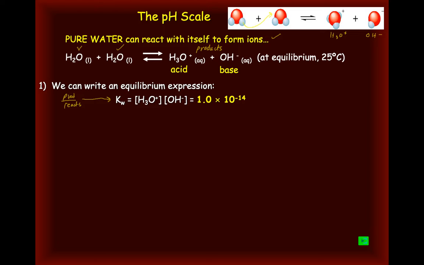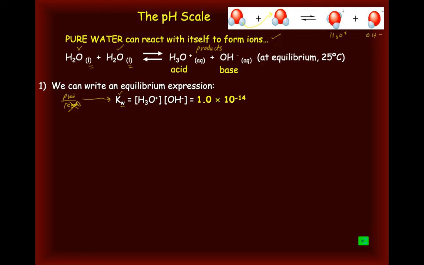But in this case, we're not going to write the reactants. The reason we're not going to write the reactants is because these are pure liquids, and because they're pure liquids, their concentration won't change. If I gave you pure water and asked you how much water there was in pure water, you would tell me 100%. So that's not going to change when it's pure, so we're not going to have any reactants in the expression. So the K means constant, the W means water.